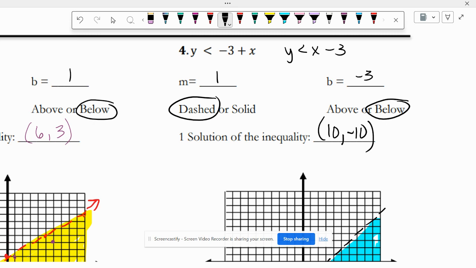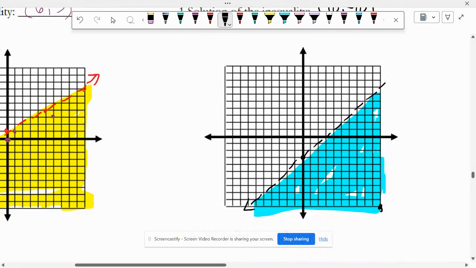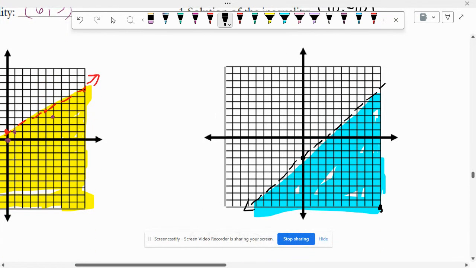Yes, it's 1. Because remember when we put this in y equals mx plus b form, there's no number here. That just means my slope is 1. My y-intercept is -3. That means I'm going to have a dashed line shading below. So dashed line, I begin at -3, up 1 over 1, up 1 over 1, shade below.